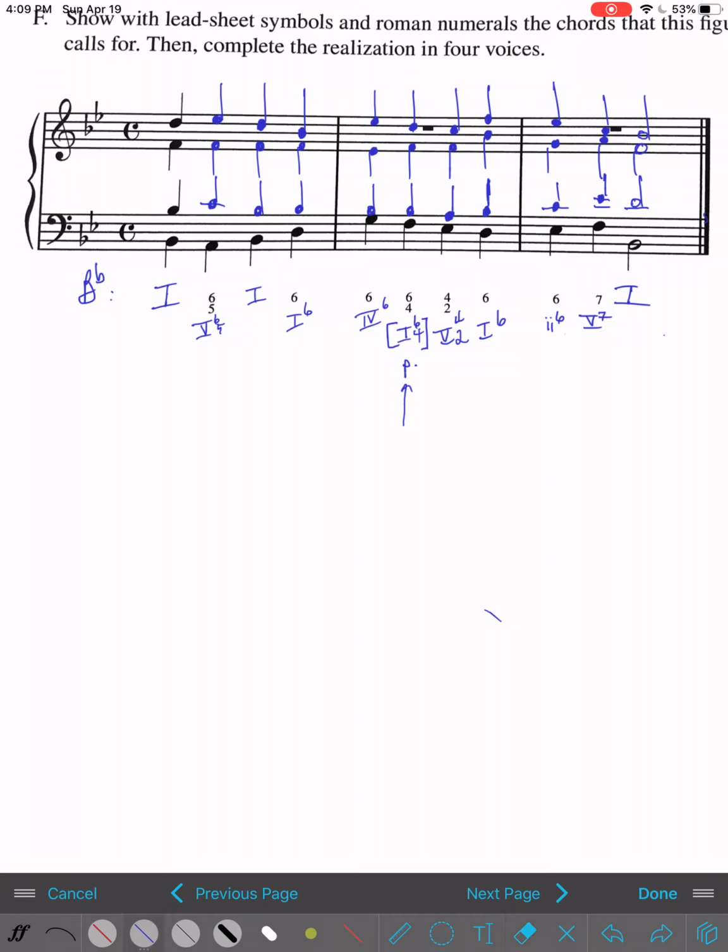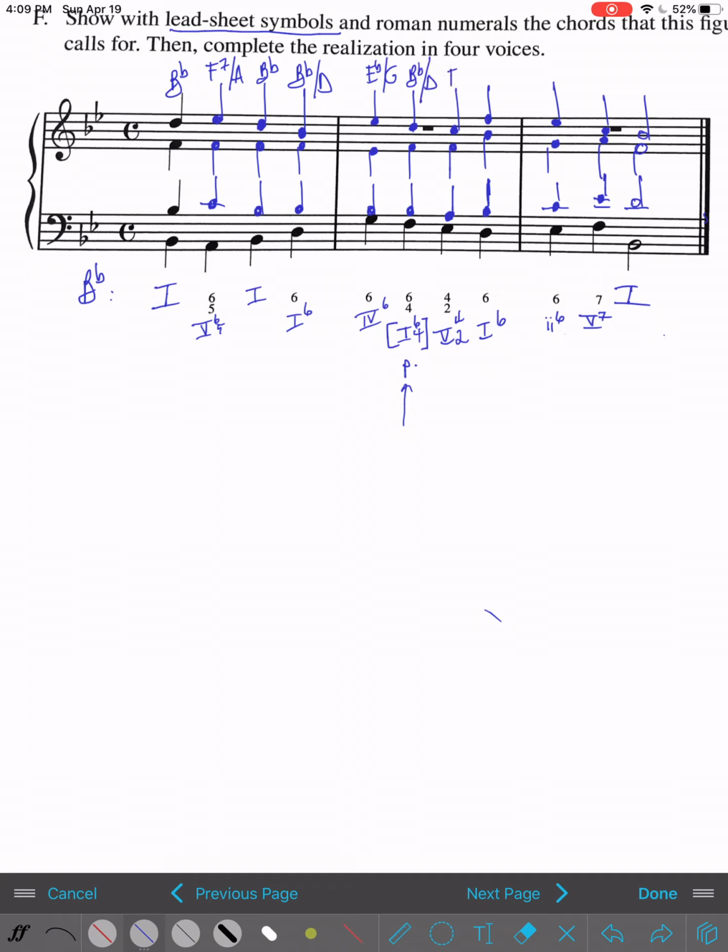So let's go back, and then it says show with lead sheet symbols, right? So let's write our lead sheet symbols. So this is a B flat major triad, right? And this is an F7/A, right? B flat again here. And this would be B flat/D. This is E flat/G. This is B flat/D.